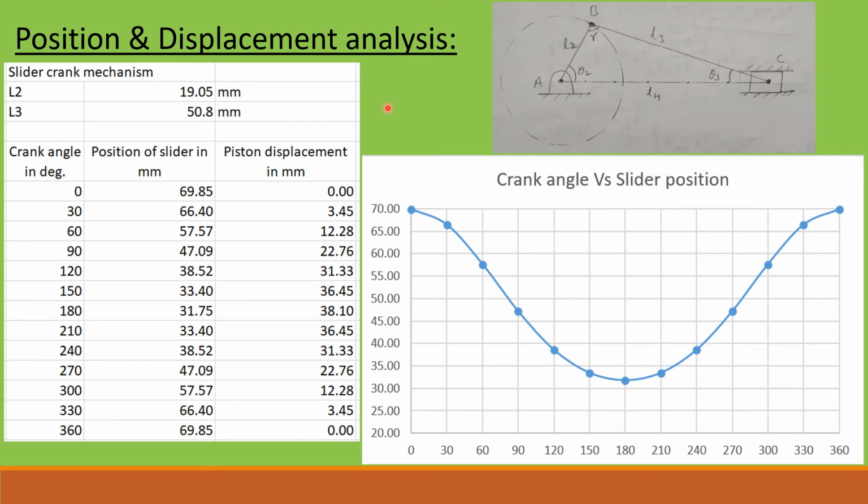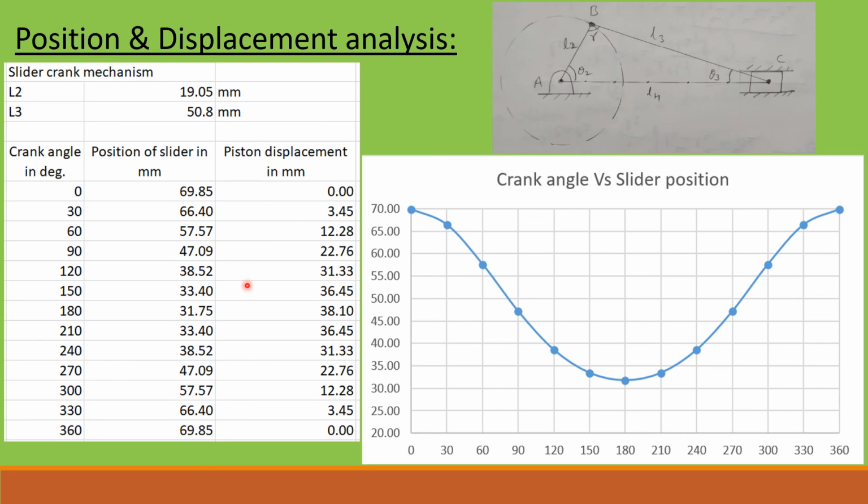Now let us solve a problem. Here we have L2 equal to 19.05 millimeter, L3 equal to 50.8 millimeter. For angle 0 to 360 degrees, let us calculate slider position. So in the first column we have crank angle 0 to 360 degrees. In the second column, slider position is calculated as function of L2, L3 and theta 2. So at 0 degrees we have maximum position 69.85 mm. At 180 degrees we have minimum position 31.75 millimeter. Again at 360 we have 69.85 millimeter.